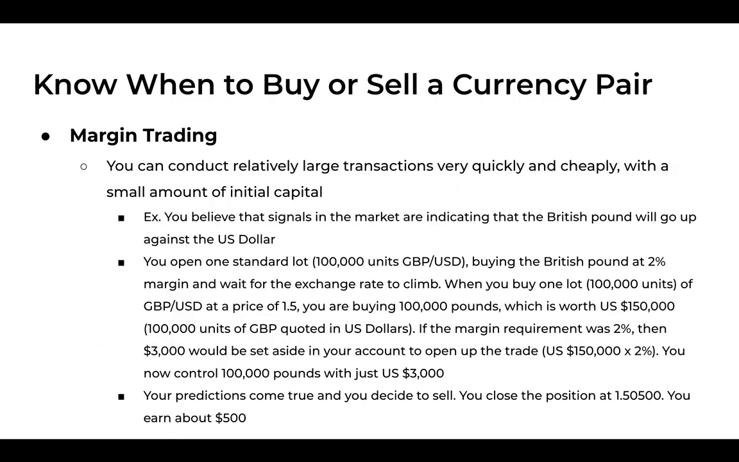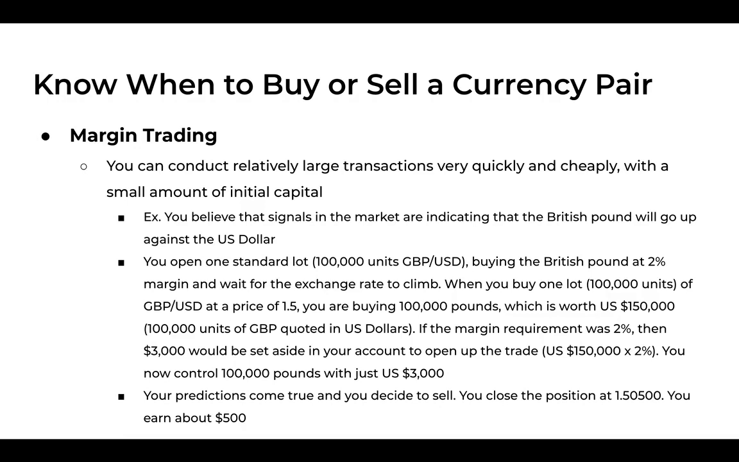So you can conduct relatively large transactions very quickly and cheaply with a small amount of initial capital. So an example of this: you believe that signals in the market are indicating that the British pound will go up against the US dollar. So you open one standard lot, which is 100,000 units of British pound to USD, buying the British pound at 2% margin and wait for the exchange rate to climb.